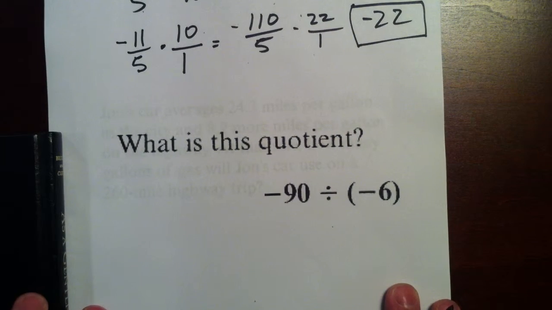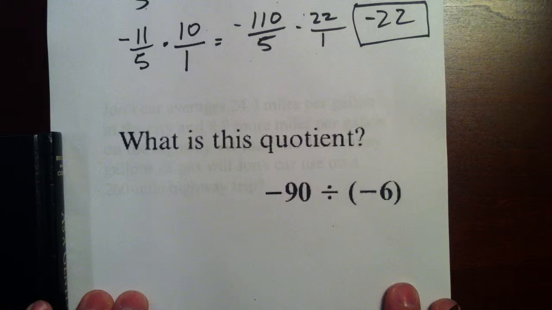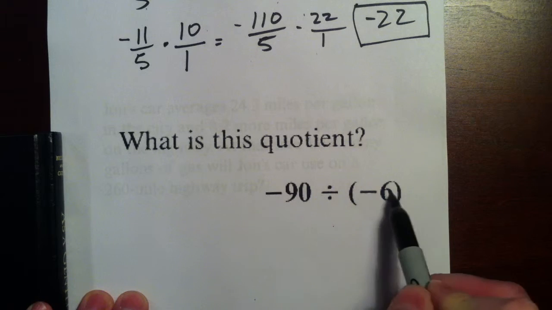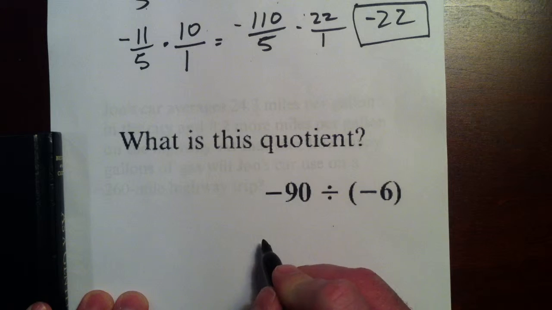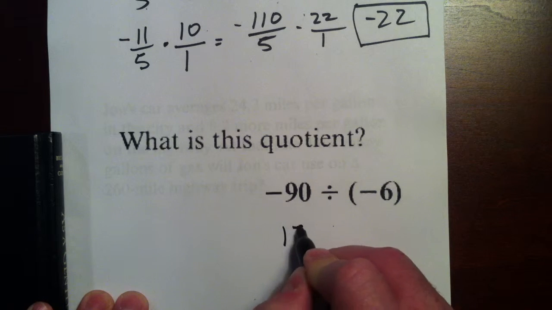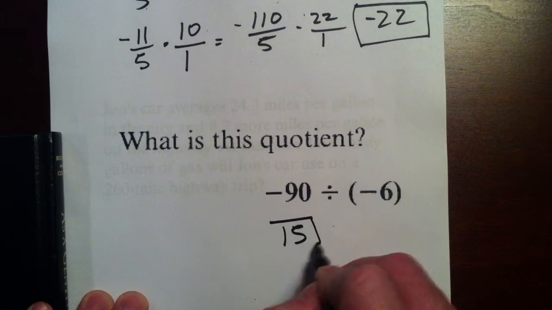What is the quotient? That simply means we divide. Because of the same sign, we're going to have a positive number. 90 divided by 6 is 15, positive.